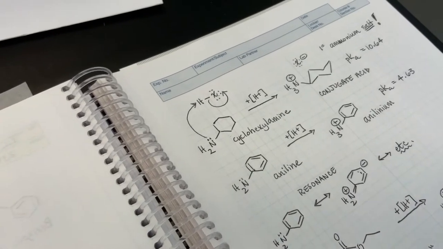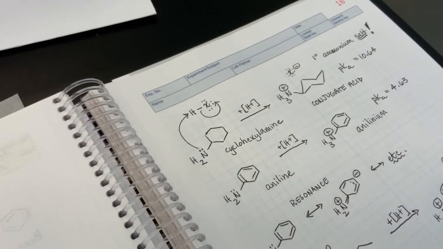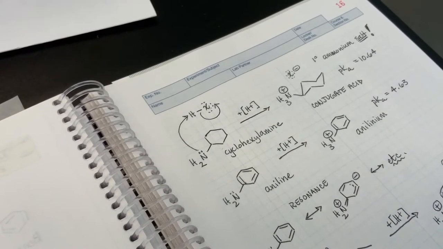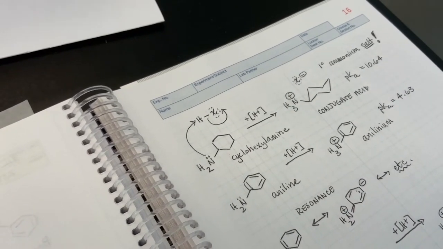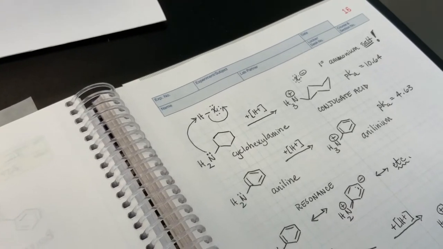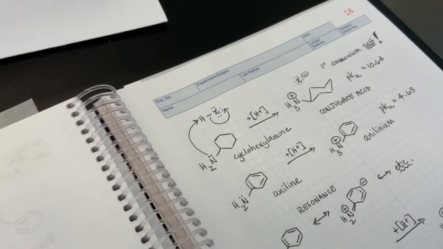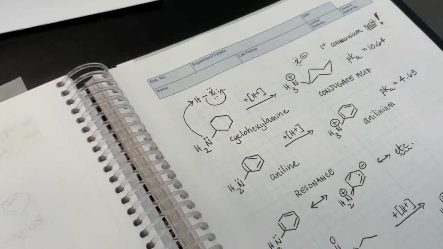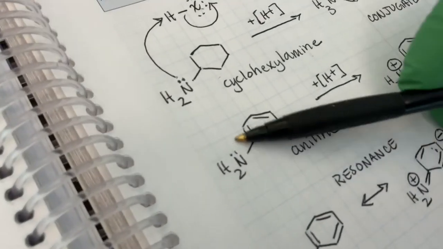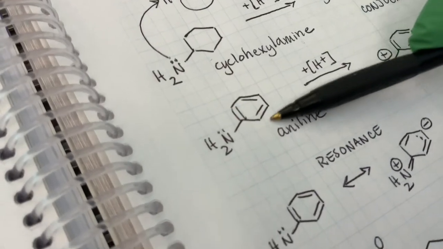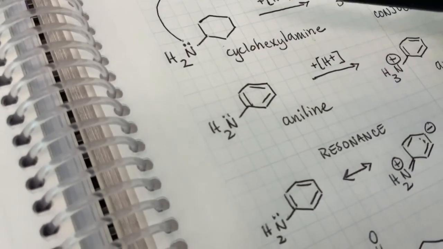So usually we say pKa of around 11 for aliphatic ammonium salts, and they can go as low as about 8.3 if you're talking about morpholine, but generally we say it's just around 10 to 11. Now, on the other hand, when you have an amino group bonded to a benzene ring, the situation is changed.